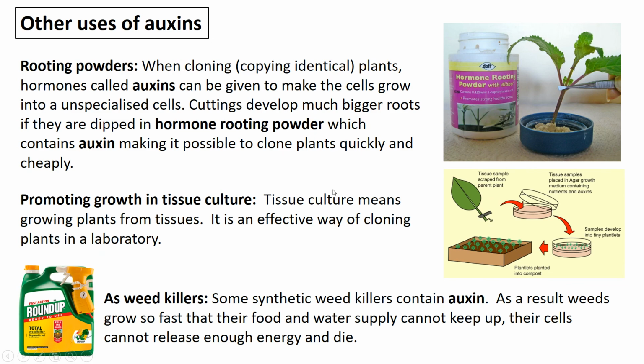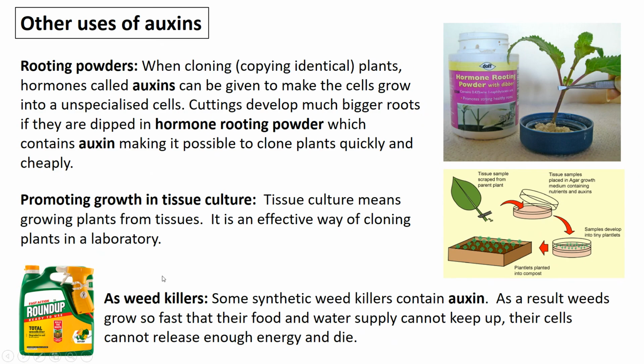Rooting powders are also used in cloning. So with cloning, you can scrape some cells from a plant and separate out those scrapings, and they will grow into individual little seedlings. So it's a rapid way of cloning, and you grow them on agar plates, and in that agar plate you've got rooting powder, which helps those to start to produce roots and quickly grow. So that can help to promote the growth in tissue culture.